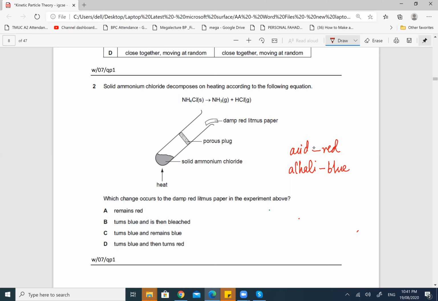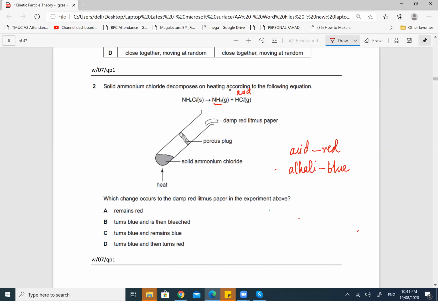I'll tell you the colors of a litmus paper. In an acid it's red, and in an alkali it's blue. Now, I'm going to give that information: HCl is an acid. Hopefully you already know that. Do you know what NH3 is? I mean, you must have seen it in the lab. Have you actually seen this in the lab?